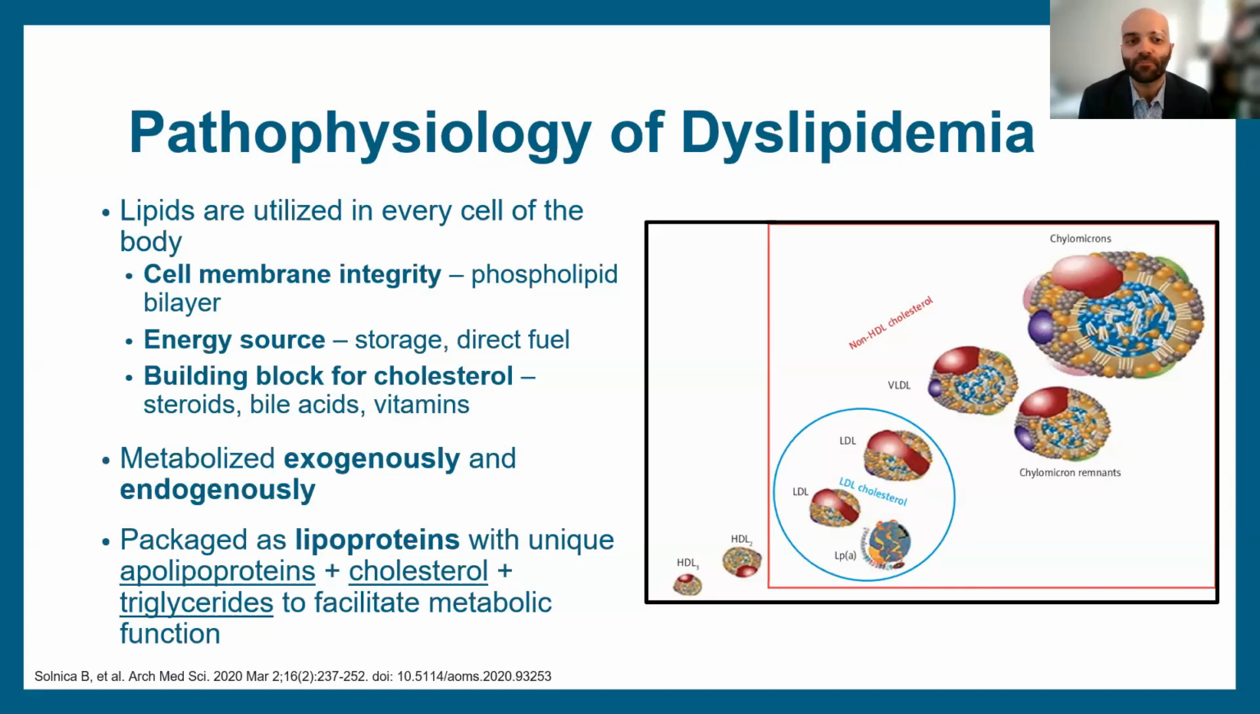They help maintain our cell membranes in our phospholipid bilayer. They are an energy source, one of the best energy sources, where they can store and provide direct fuel. They're a building block for many of our other key aspects of our body and our metabolic functions, such as steroids or bile acids and vitamins. They can be supplied exogenously, so that's things from food, as well as endogenously. So your body is constantly a recycling plant of different parts of our cholesterol and our lipids.